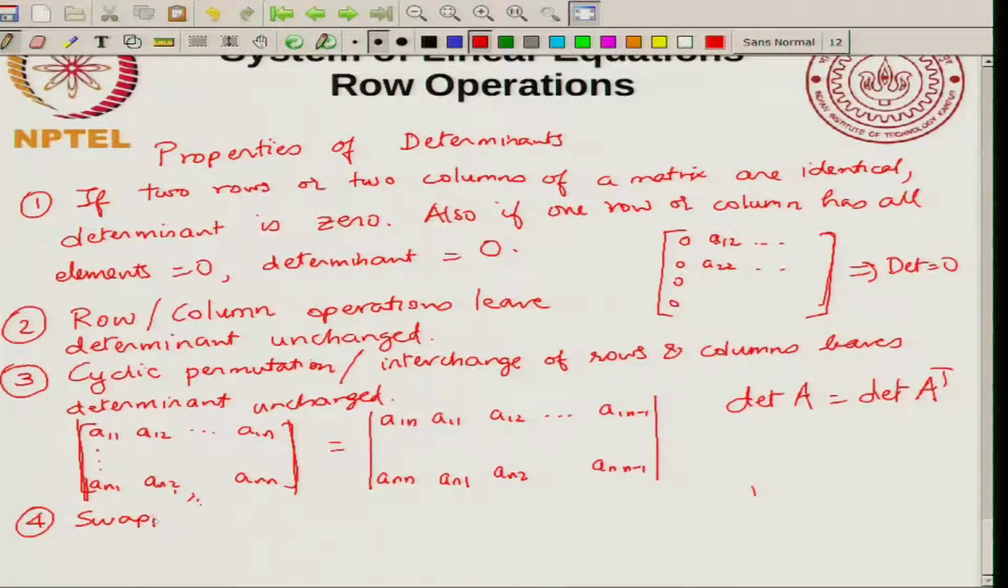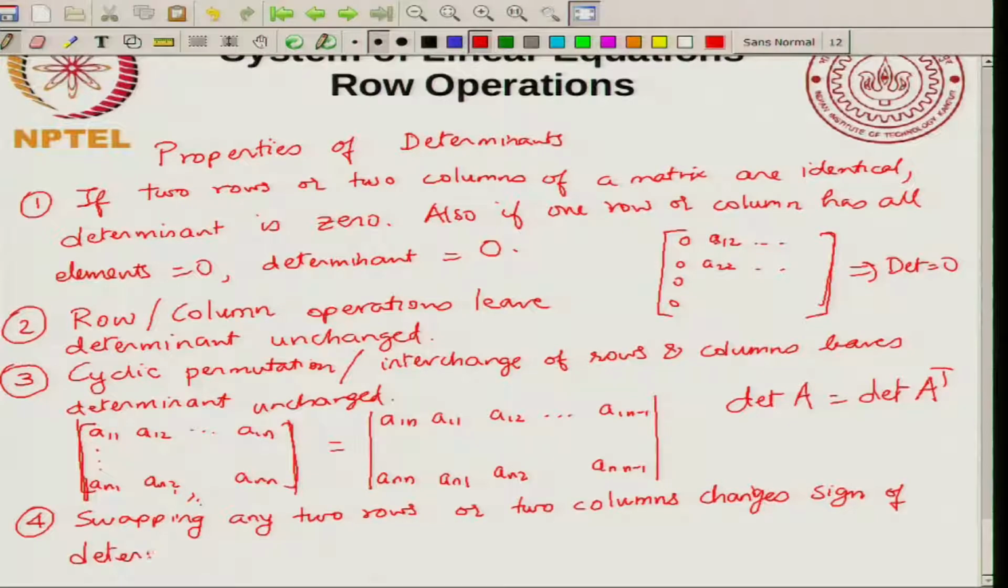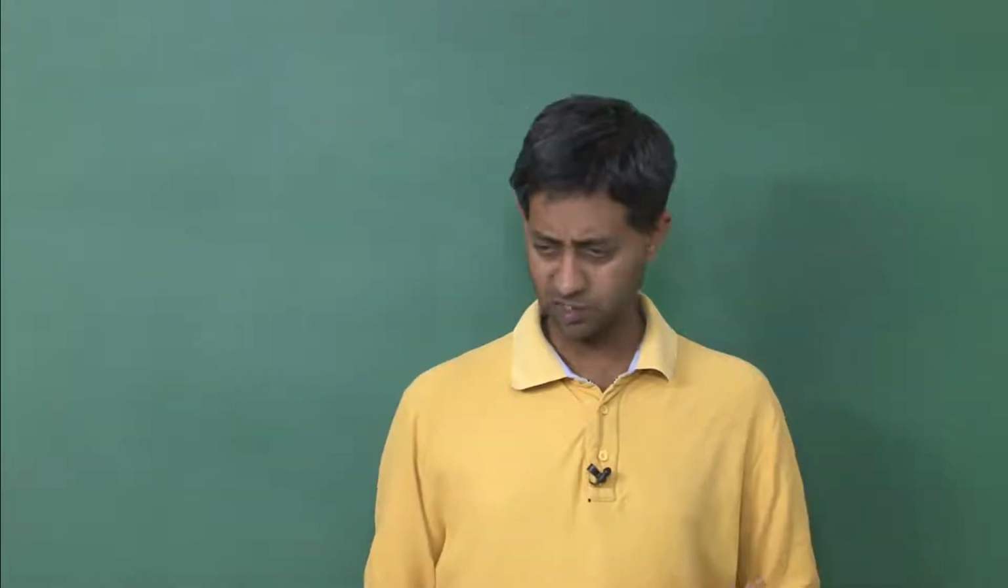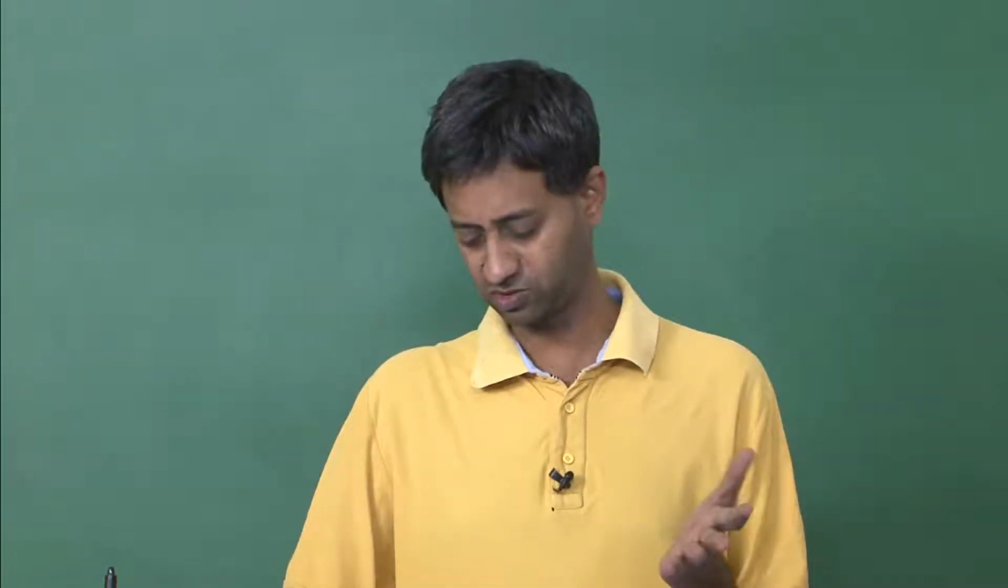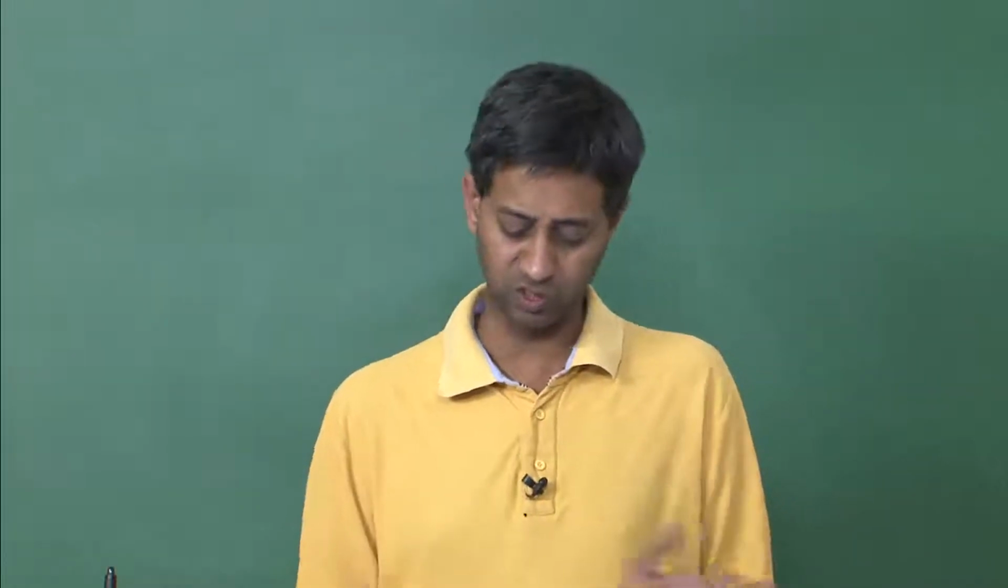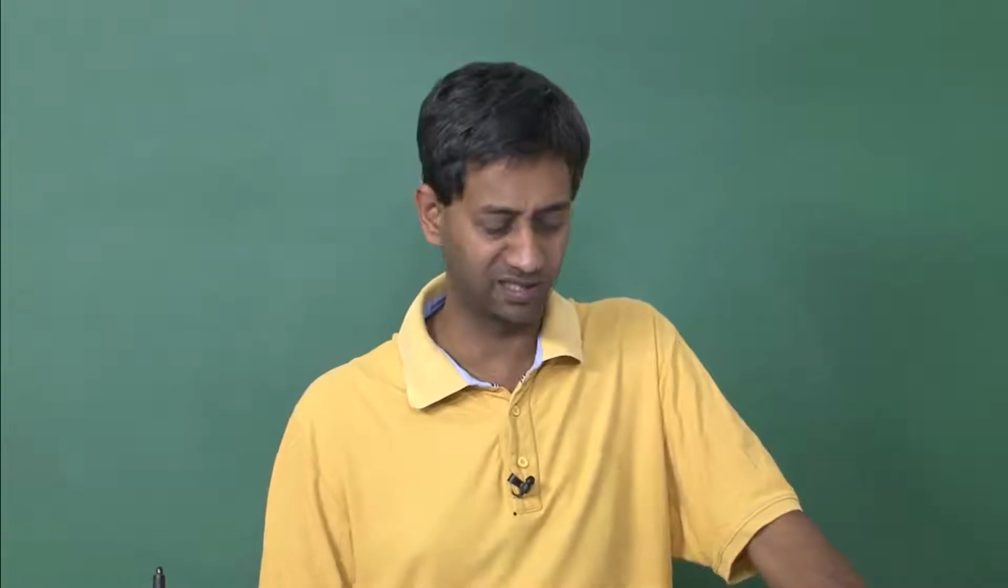So, swapping any 2 rows or 2 columns changes sign of determinant. Okay, so these are some of the properties of matrices and determinants. Okay, and you can use these to solve equations very quickly. Okay, so whenever convenient you swap rows or columns, or you add rows and columns, or you take linear combinations so that your calculations become easy.